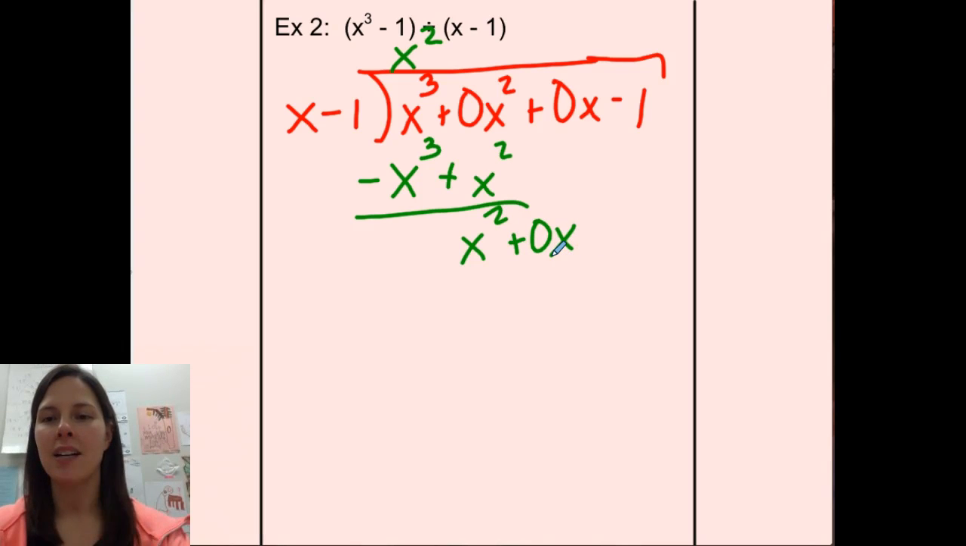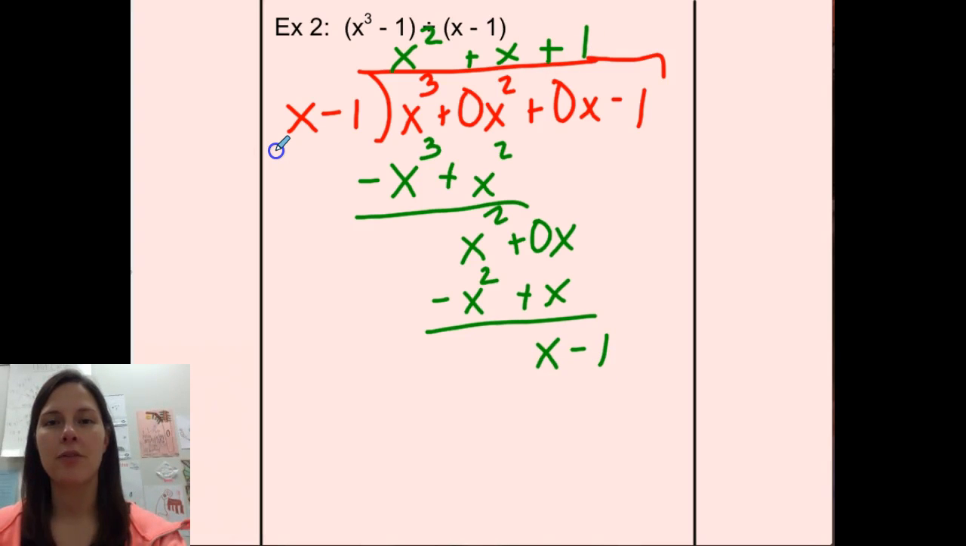X times x gives us x squared. Distributing that x to both terms on the outside. Distributing that subtraction so that we can add our like terms. Bringing down the negative 1. X goes into x once. So again, we have a perfect factor on this one. So x cubed minus 1 divided by x minus 1 is x squared plus x plus 1.